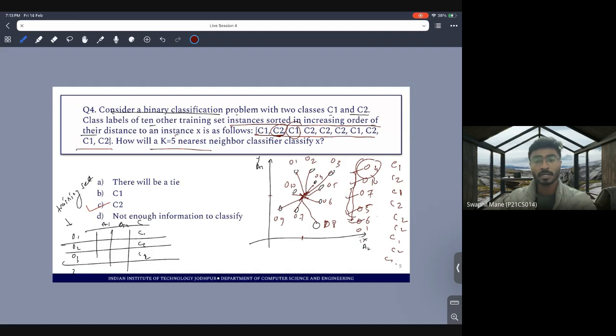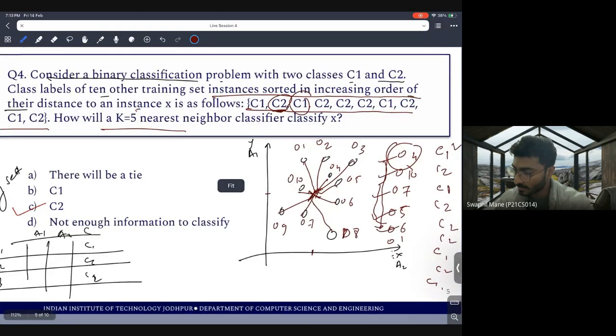Then we have to calculate the occurrences of each class: how many times C1 occurs in these 5 nearest neighbors, and how many times C2 occurs in these 5 nearest neighbors. So you can see C1 occurred two times.